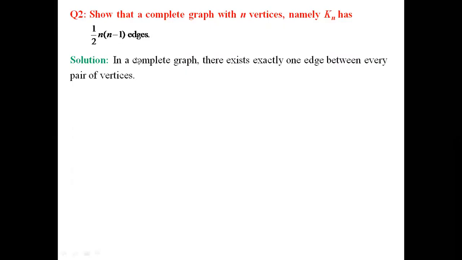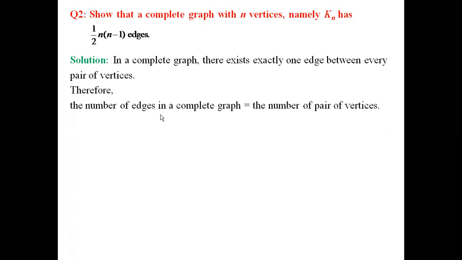Solution. In a complete graph, there exists exactly one edge between every pair of vertices. So there is an edge between every pair of vertices means that it has exactly one edge only between every pair of vertices. And therefore, the number of edges in the complete graph is equal to the number of pairs of vertices. So the total number of edges in a complete graph will always be equal to the number of pairs of vertices that exist in the complete graph.